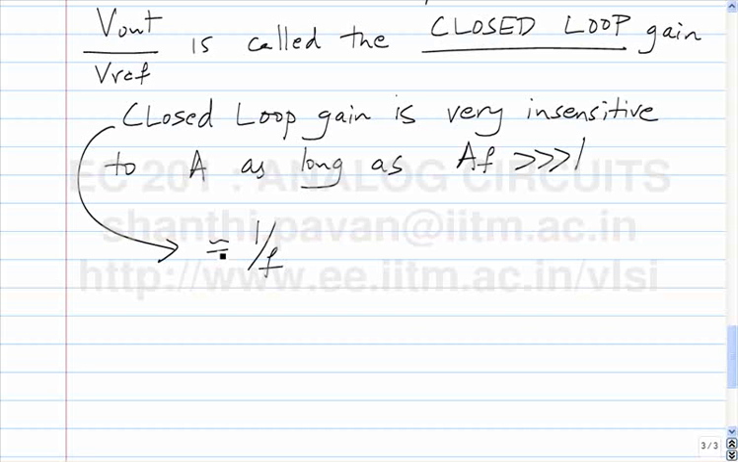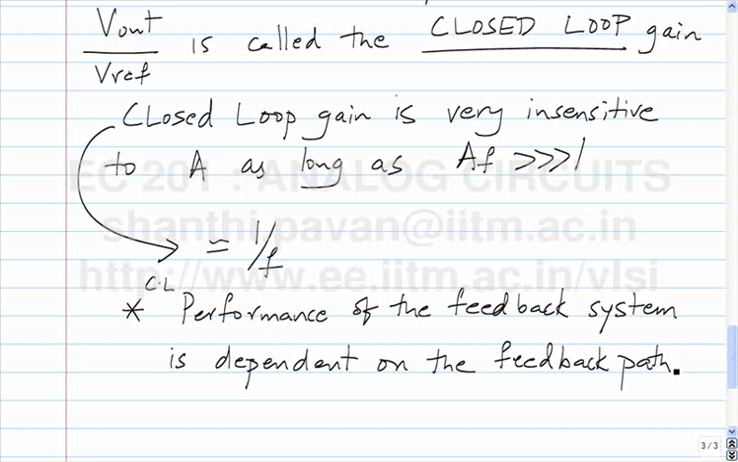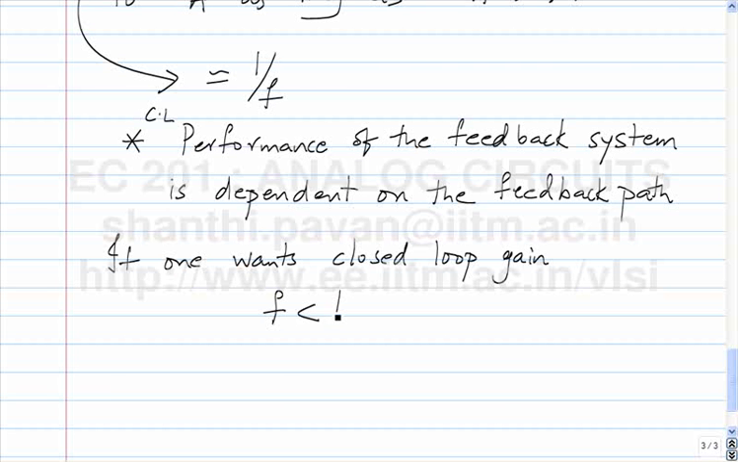In other words, the closed loop performance of the feedback system is dependent on the feedback path, as long as AF is much greater than 1. If you wanted to get a large closed loop gain, what must F be? F must be smaller.